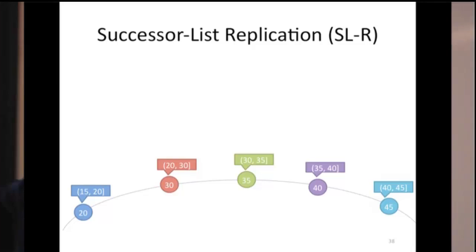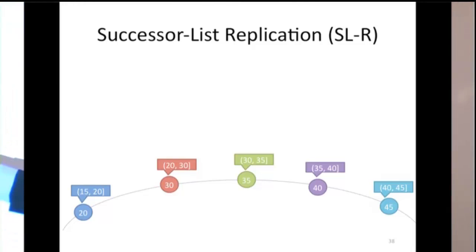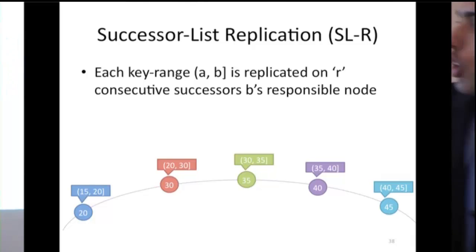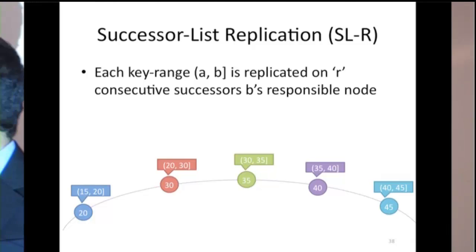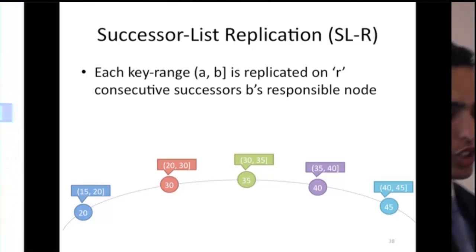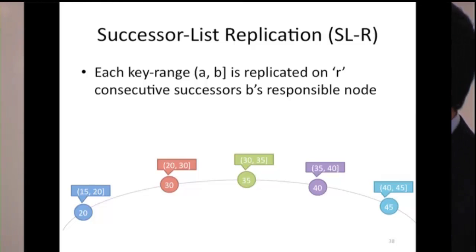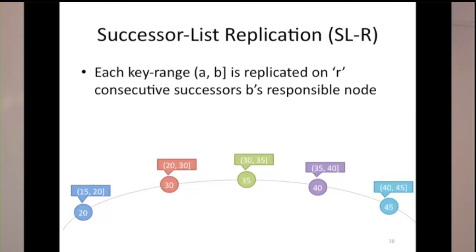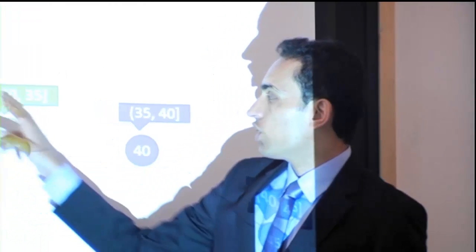So let's say here is the ring. Each node is responsible for certain keys. For example, 30 is responsible for keys from 20 to 30. So all these keys, let's say from here to here, are stored on this particular node. Now you want to replicate this data. The technique that Successor-List replication uses is that you replicate it on the nodes that follow you clockwise on the ring, which are the successors of this node.